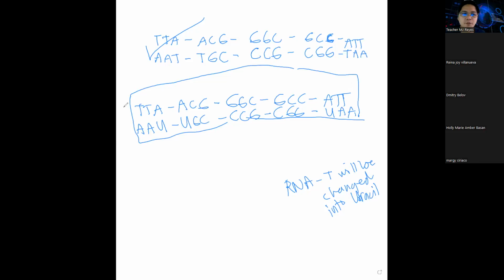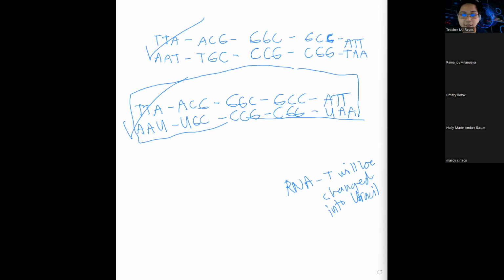So again, the difference between transcribing mRNA or RNA and transcribing the DNA from the bases of the DNA is that DNA is as is, okay? If you're looking at the complementary strand of a DNA template, it is as is. Adenine is always paired with thymine, and thymine is always paired with adenine. And cytosine is always paired with guanine, and guanine is always paired with cytosine.